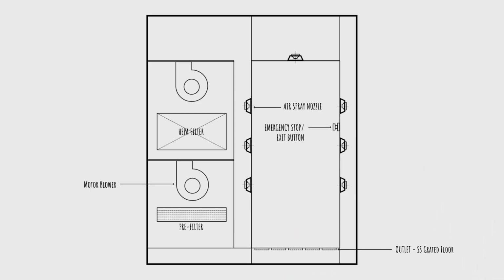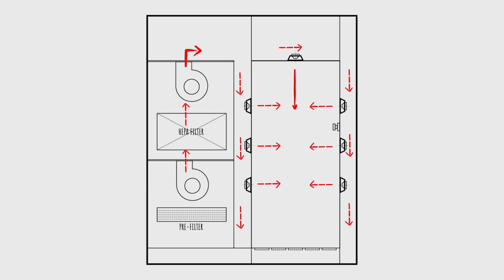The nozzles are distributed to spray the air evenly. Air flows from the blower through the HEPA filter, blowing through all the nozzles. Then it goes down a grated floor back to the first blower, passing through a pre-filter.